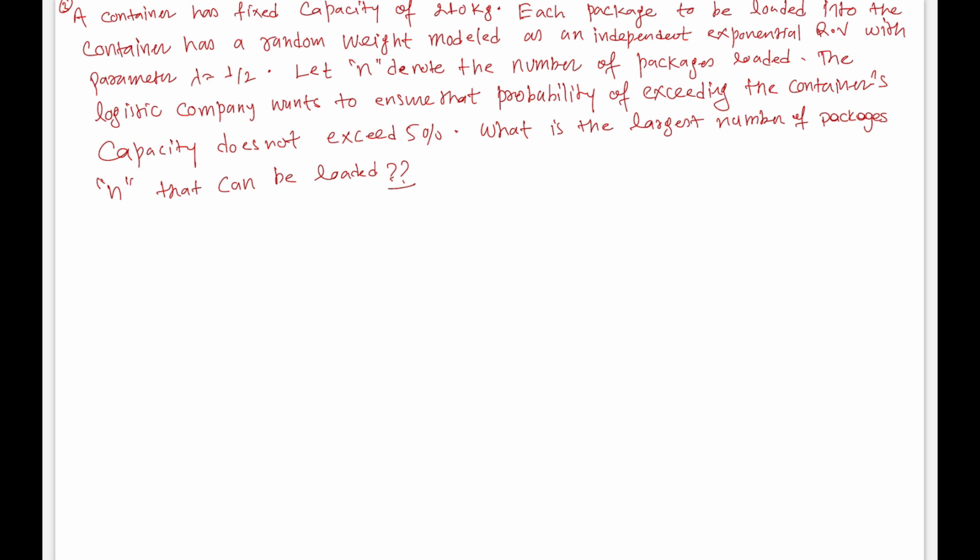In this problem, we are given the capacity of our container. We want to have a small probability of exceeding that capacity. How many packages should you try to load? So we are given that the probability that the overall weight of the packages exceeds the actual capacity of the container is 0.05.